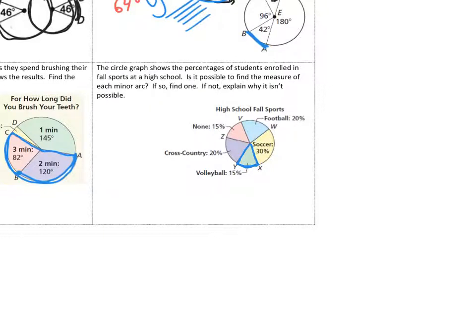All we have to do to figure out what the actual arc is going to be is take 360. We're going to change 15% to a decimal, which means, remember, we move the decimal over 2 places to the left, which makes it 0.15. So on our calculator, do 360 times 0.15, and we should get 54. Now that's 54 degrees for volleyball.